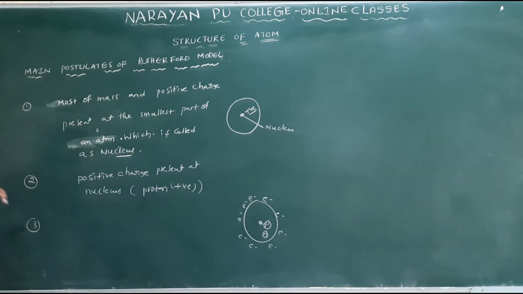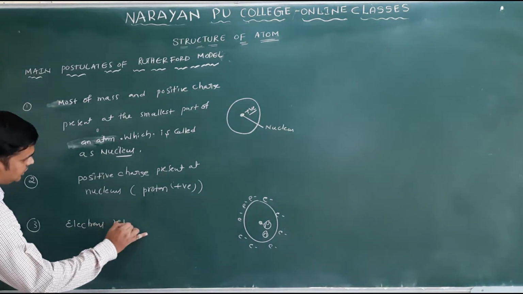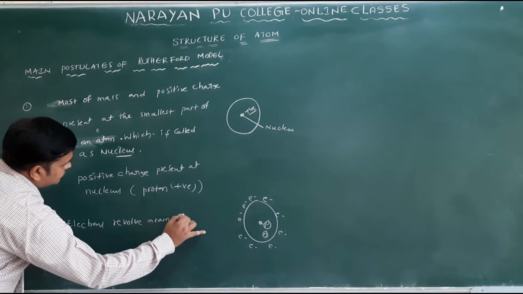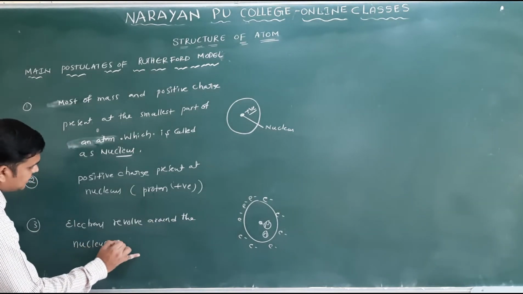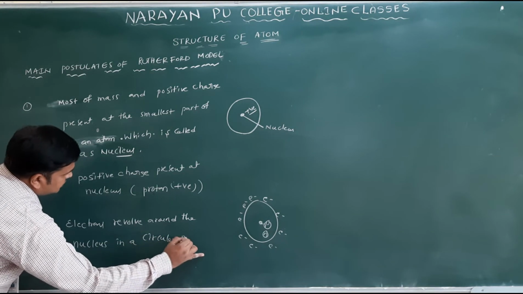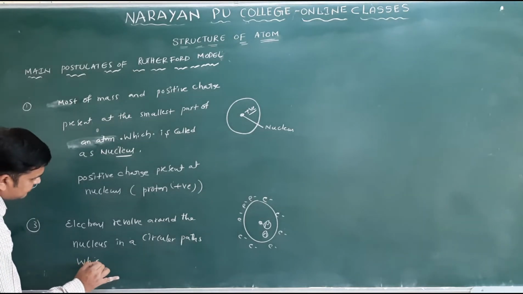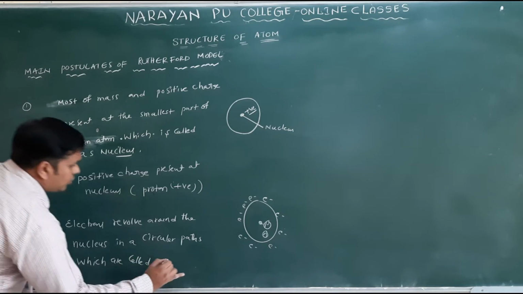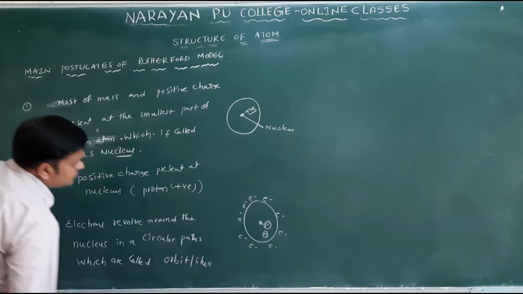We can write one more point here: electrons revolve around the nucleus in circular paths, which are called orbits, or you can write shell also.